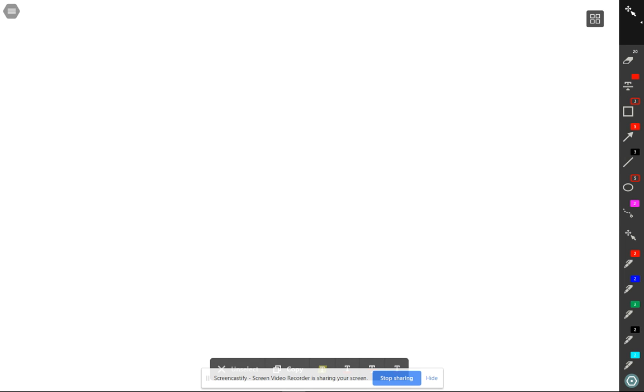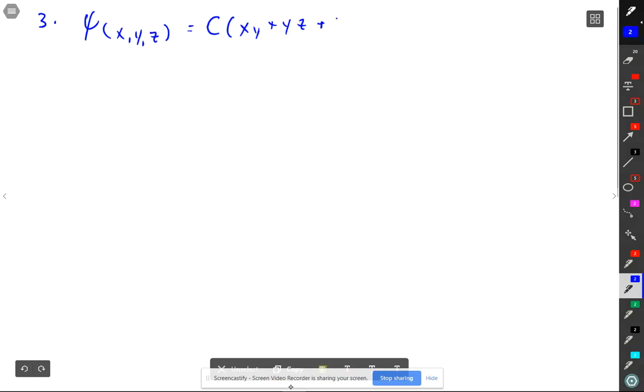Alrighty. So you want to look at number 3. And number 3 says that we have a state psi of x, y, z equals c times (xy plus yz plus zx) e to the minus alpha r squared. So far, so good? And then the instructions say, rewrite this wave function in terms of the spherical harmonics.